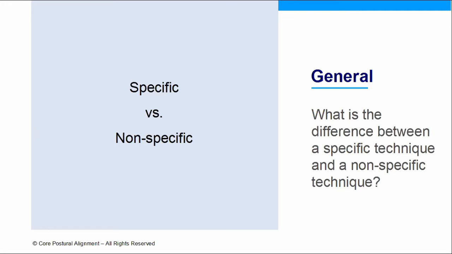Now, non-specific techniques don't really treat any conditions. What they do is enable the body to follow its own priorities to resolve those issues for itself. So if you think of all the techniques as tools in your toolbox, a non-specific technique is a big Swiss Army knife. You know, there's lots of things it can do. And in fact, CPA is a non-specific technique.